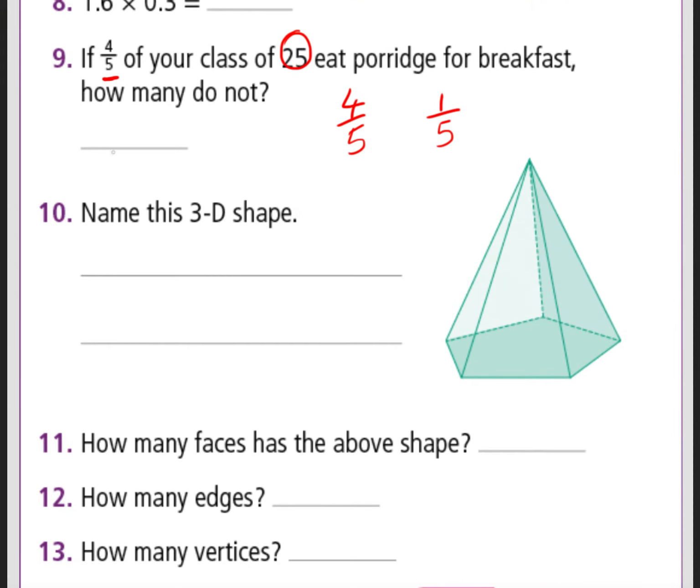Now we need to name this 3D shape. Now it looks like a pyramid, but to find out what type of pyramid, we need to look at the shape on the bottom. And it's got 1, 2, 3, 4, 5 sides. Now a 5-sided shape is a pentagon. So that means this must be a pentagonal pyramid. If it was a hexagon on the bottom, this would be a hexagonal pyramid. A square on the bottom would be a square-based pyramid.